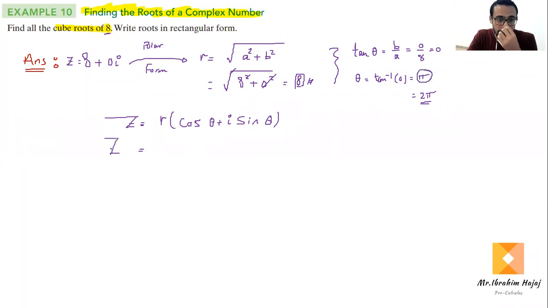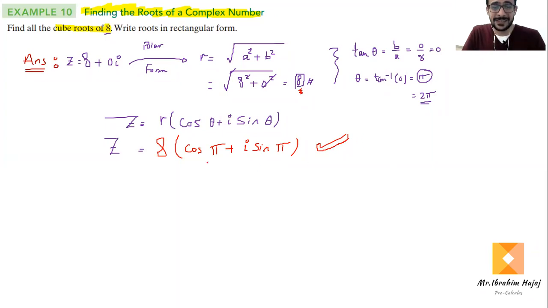Z equals, what's the R? It's 8. Then cosine the angle, the angle is pi, plus i sine pi. This is the complex number 8 plus 0i written in polar form. So it's 8 into cosine pi plus i sine pi.